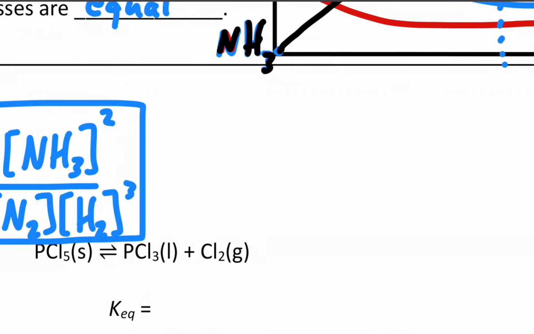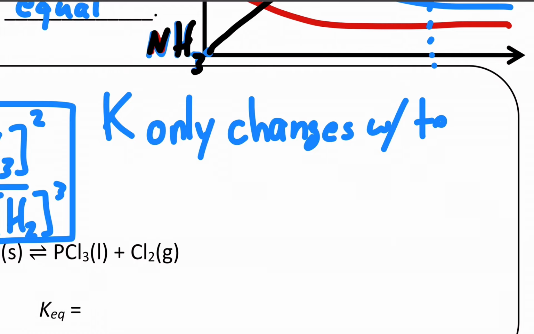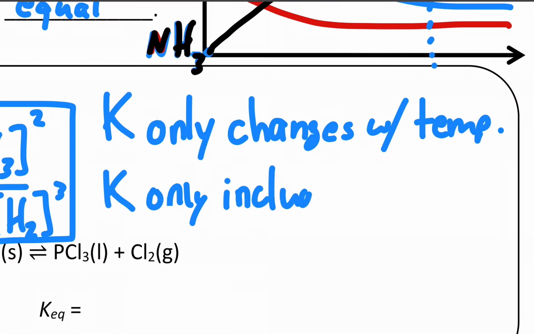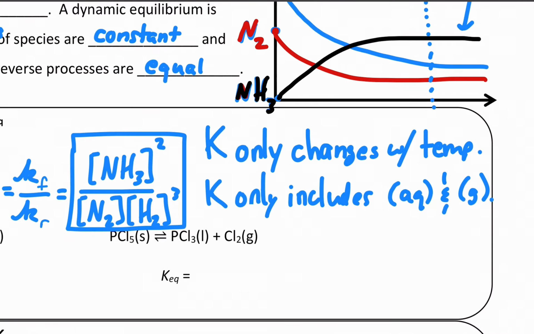Make a couple of notes for yourself. K only changes with temperature. And what's more, K only includes aqueous and gaseous species. We do not include pure liquids or pure solids in the expressions for the equilibrium constant.